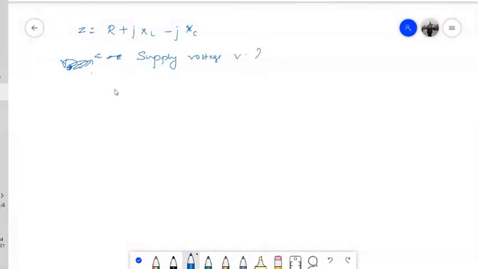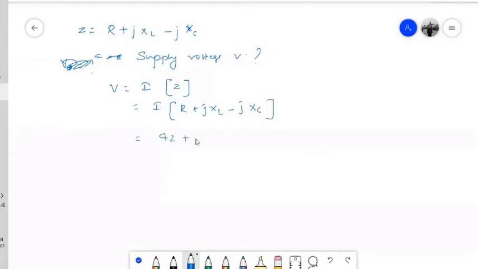So what will be the supply voltage? This will be nothing but the current I into this Z. So I into R plus jXL minus jXC. Now we already obtained the product of IR, I into XL and I into XC. So it becomes very easy for us.